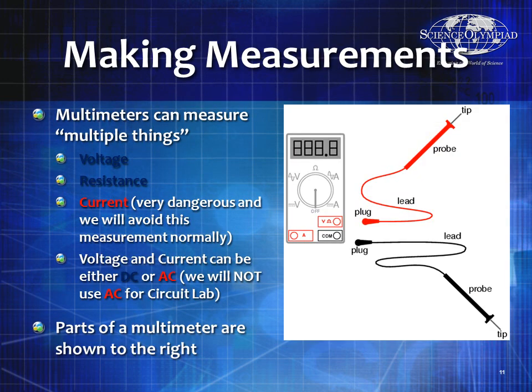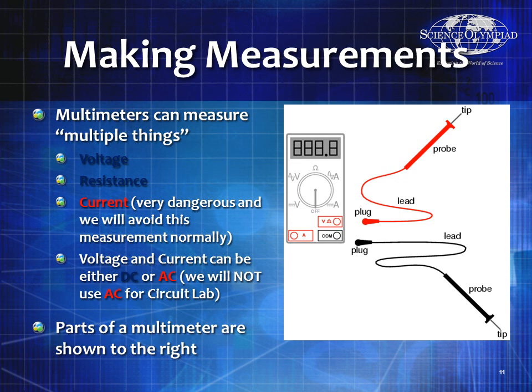But let's talk about how to make measurements. Hopefully your coach or you have been able to lay your hands on a multimeter. That's sort of the common device. You can get them at Harbor Freight for very low costs, under $10. You can also get them at Walmart and several other vendors, Home Depot, Lowe's, etc. Multimeters can measure multiple things. They usually measure voltage, resistance, and current.